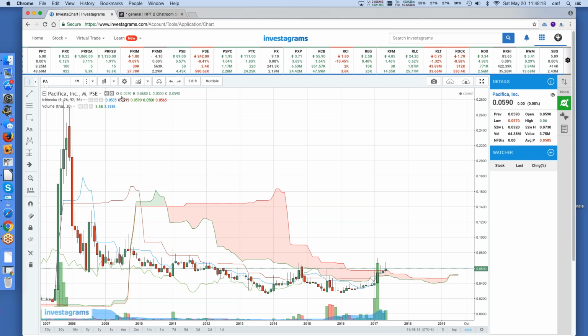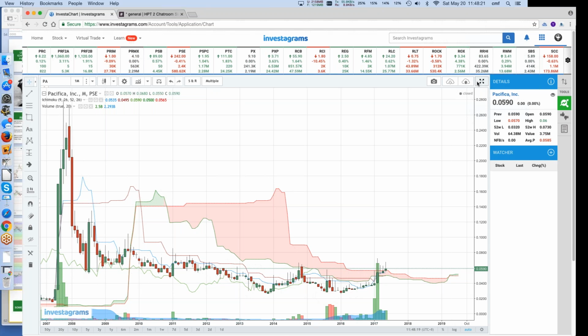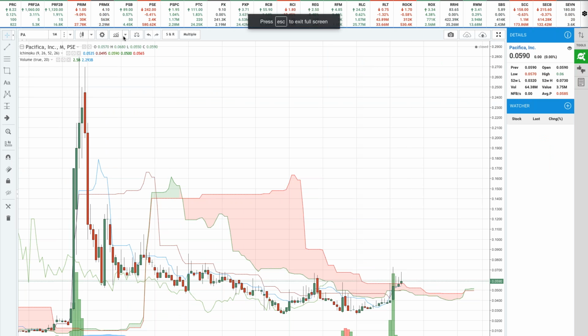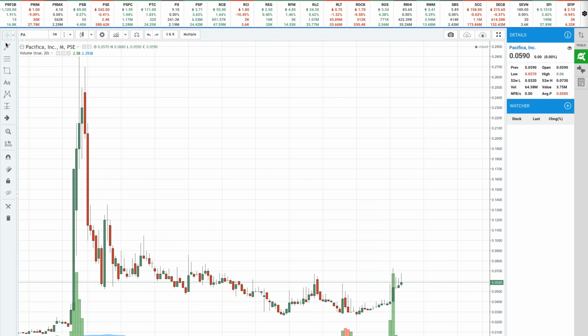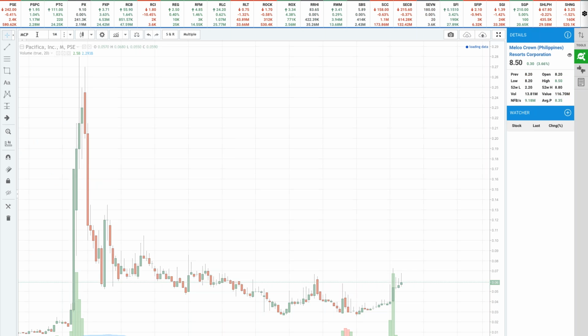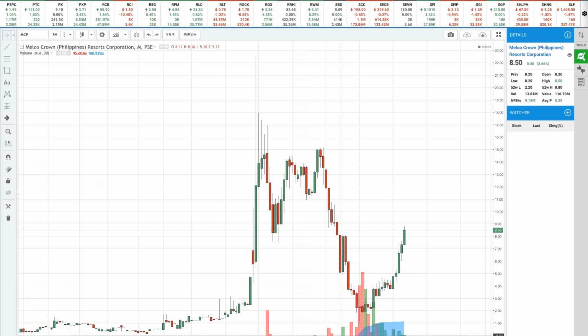So let's remove these Ichimoku first. How do we plot Fibonacci levels? So for example, let's pick an easy chart first. Yeah, this is quite an easy chart.